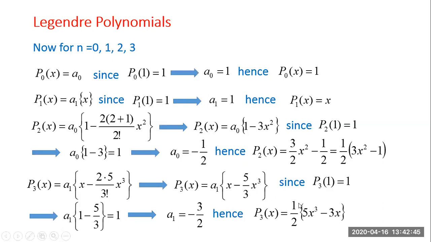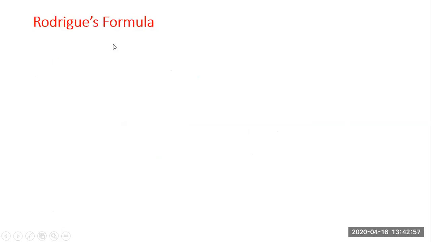But this is going to be a little difficult task. That is, we need to find the proper a0 and a1. For that, we have a formula called the Rodrigues formula. This gives directly the different Legendre polynomials. The formula is given by Pn of x is equal to 1 upon 2 power n, n factorial, nth derivative of (x square minus 1) power n. This is known as the Rodrigues formula for the Legendre polynomial Pn of x in general.